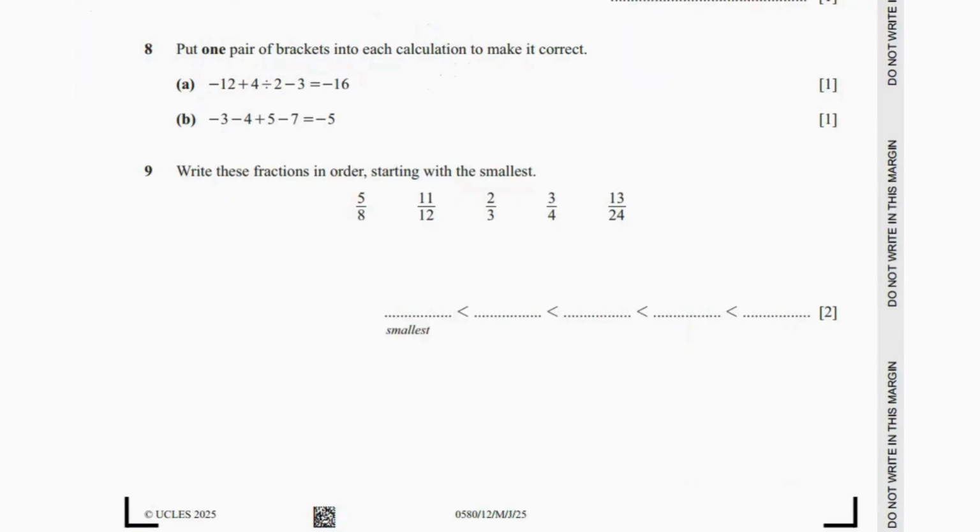We can put it around 2 minus 3. Then negative 12 plus 4 divided by negative 1. So 4 divided by negative 1 is negative 4. So negative 12 minus 4, that's negative 16. So you're supposed to put the brackets around 2 minus 3. Then for the other one, we need to get an answer of negative 5.